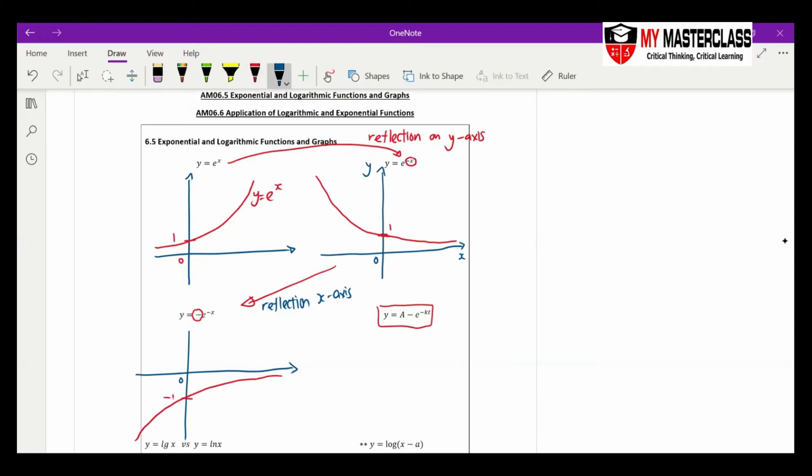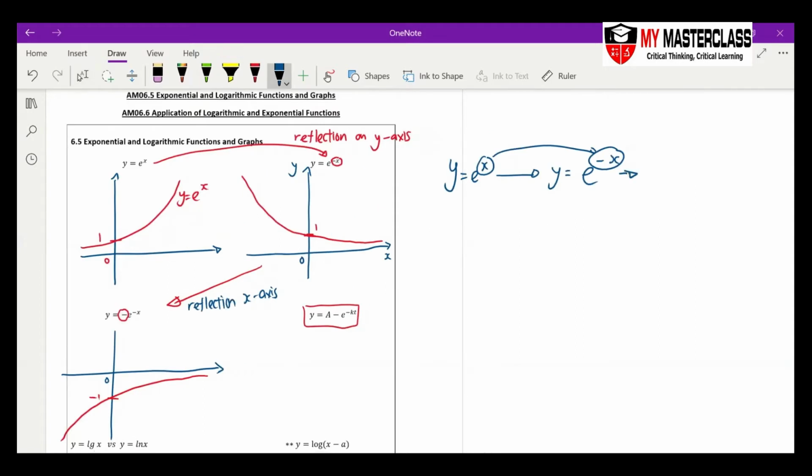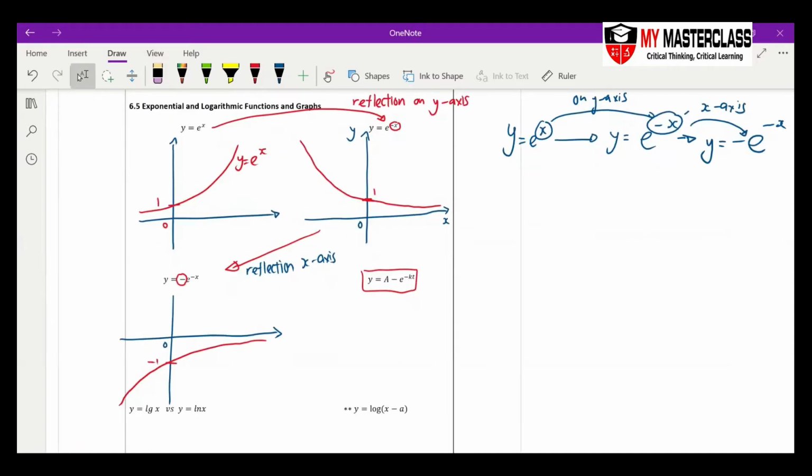So I write down here. First, you have y equals e to the power x. Then it becomes y equals e to the power negative x. When you change the x to negative x, it's a flip, reflected on the y-axis. Then, if you put a negative in front of your function, the reflection is on the x-axis, because the y-axis is your mirror for the x change. Once you understand all this, you will be able to do things easier.